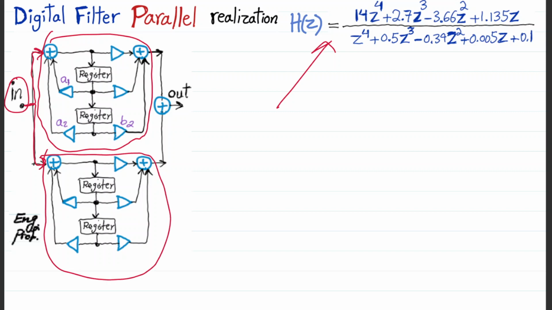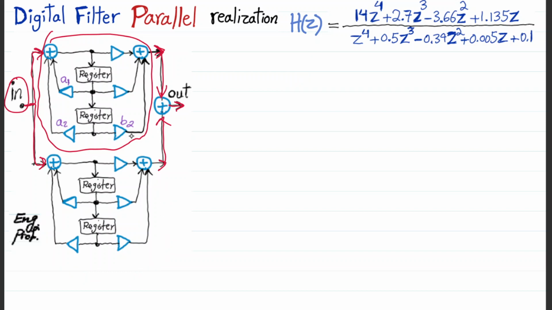So you can see that they are in parallel, and then the outputs of these separate second-order systems come out in the form of samples, and then these two output samples are added together to form the final output sample. So this is the meaning of parallel implementation. Now, how do we do this?